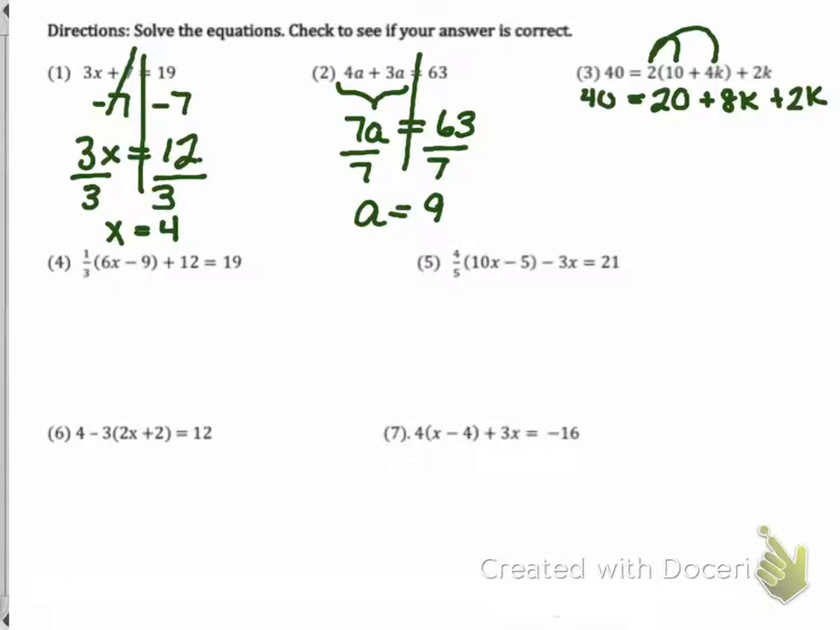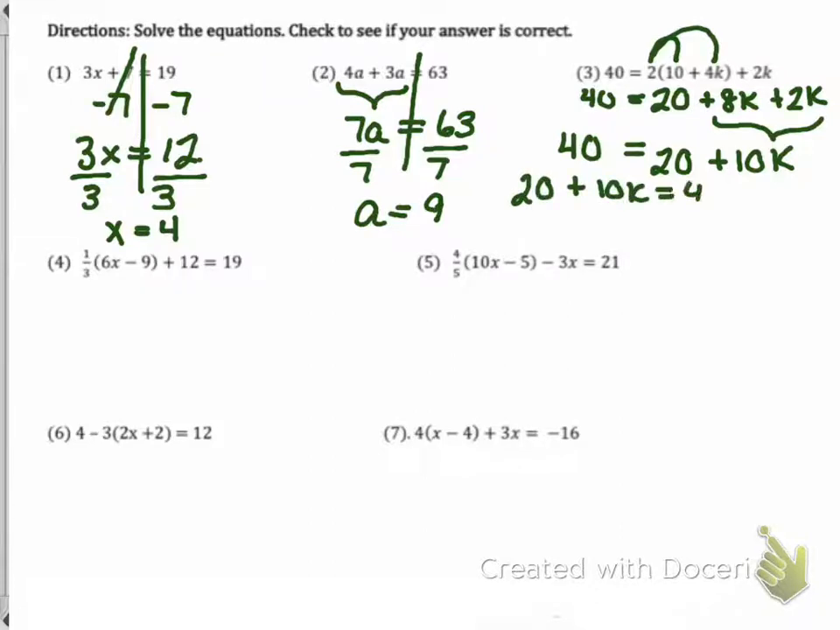And then just like in number 2, I can combine like terms. They kind of share the same last name, is what I'll say. So 8k plus 2k is 10k. So I'll rewrite the problem with 10k. And now you may not like the equation looking like that. So maybe what you want to do is rewrite it as 20 plus 10k is equal to 40. That way your variable is on the left-hand side.